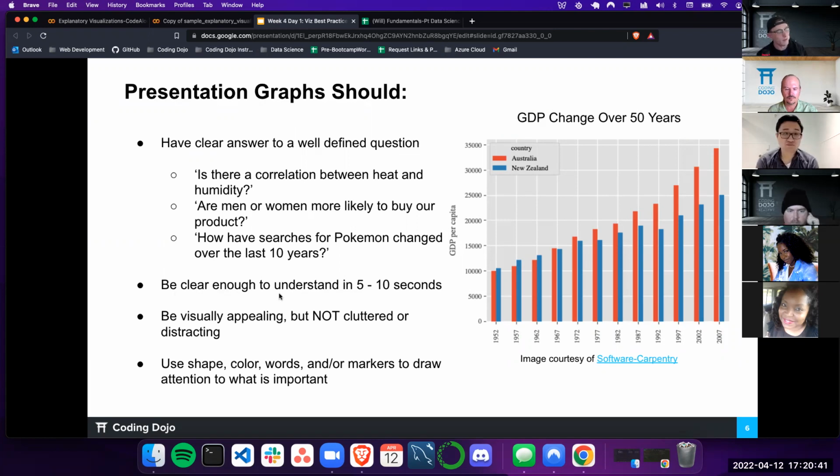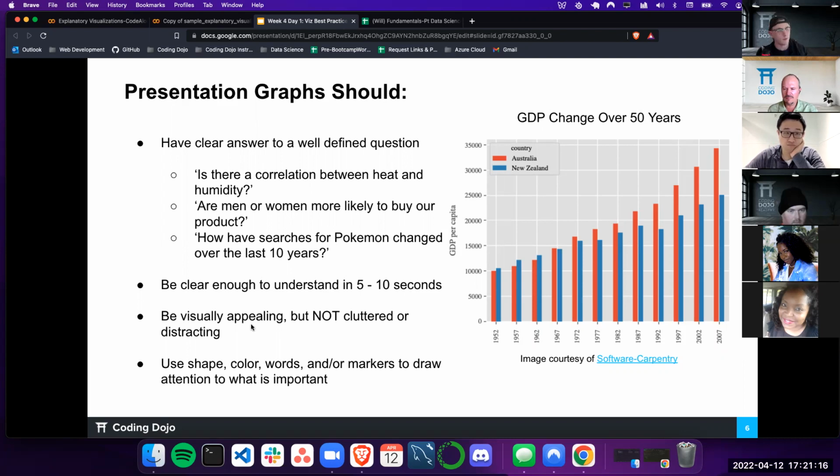It needs to be clear enough to really be able to understand in 5 to 10 seconds. If it takes longer than that, you can start to wonder, what am I looking at here? What's going on? And it can actually deter a company, right? Because if they don't quite understand what's going on, they're not going to be as inspired to go and buy your product, or make some sort of business decision. And so we want to make it clear enough to understand within 5 to 10 seconds. And it needs to be visually appealing, but not cluttered or distracting.